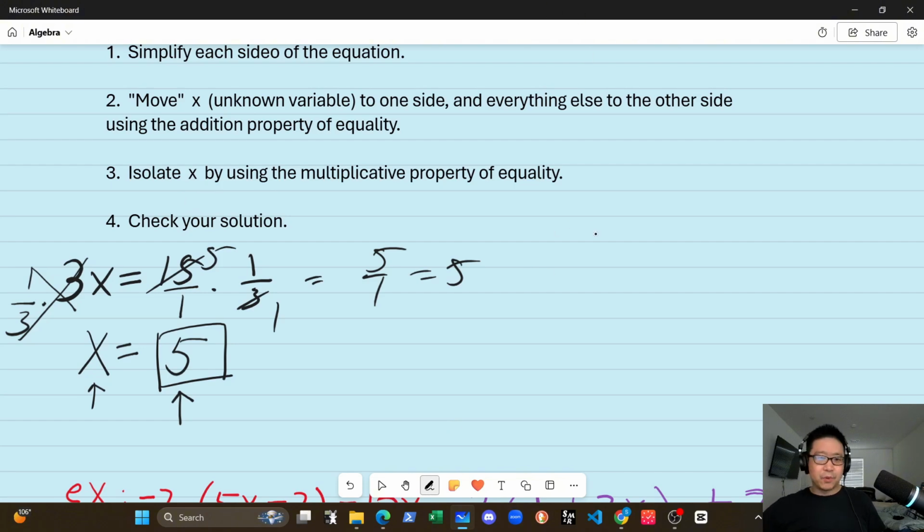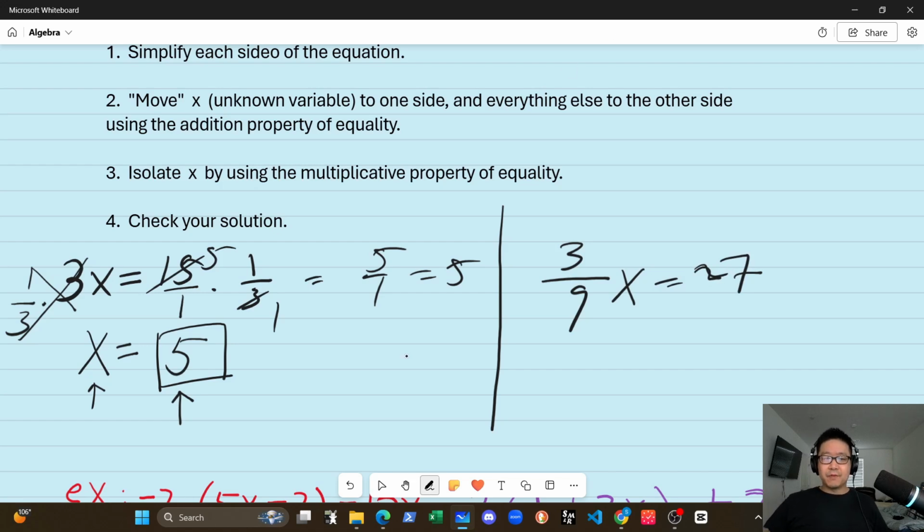Let's try another example where we isolate x. So let's say we have something like 3/9 times x equals 27. Again, we want to get rid of this coefficient in front of the x by multiplying both sides by the inverse of that coefficient, which is 9 over 3, right? The inverse is simply 3 over 9 flipped. So we're going to multiply both sides by 9 over 3.